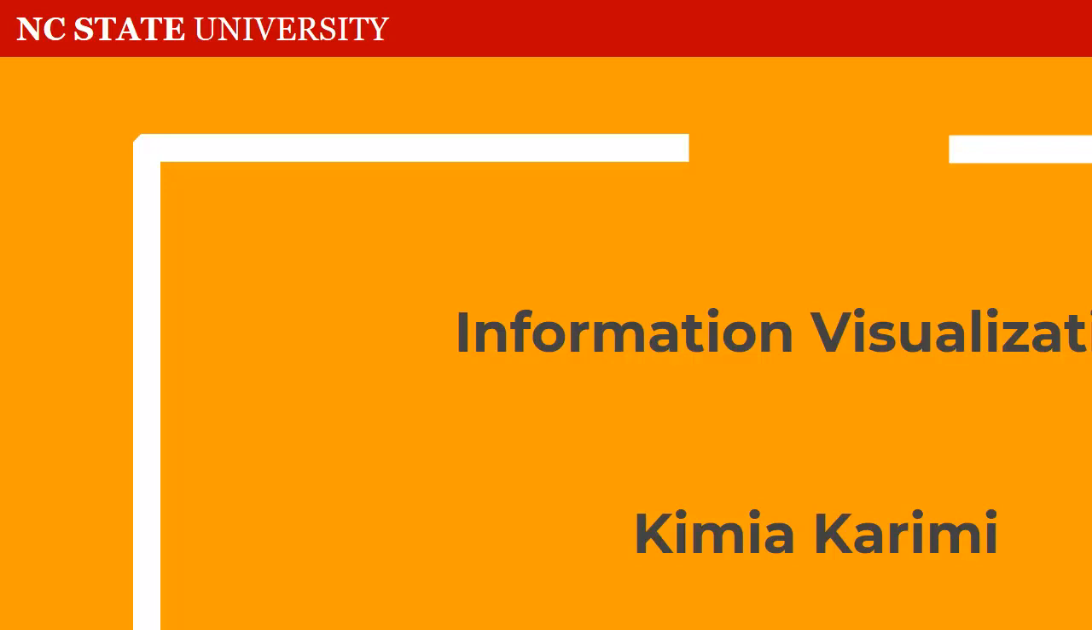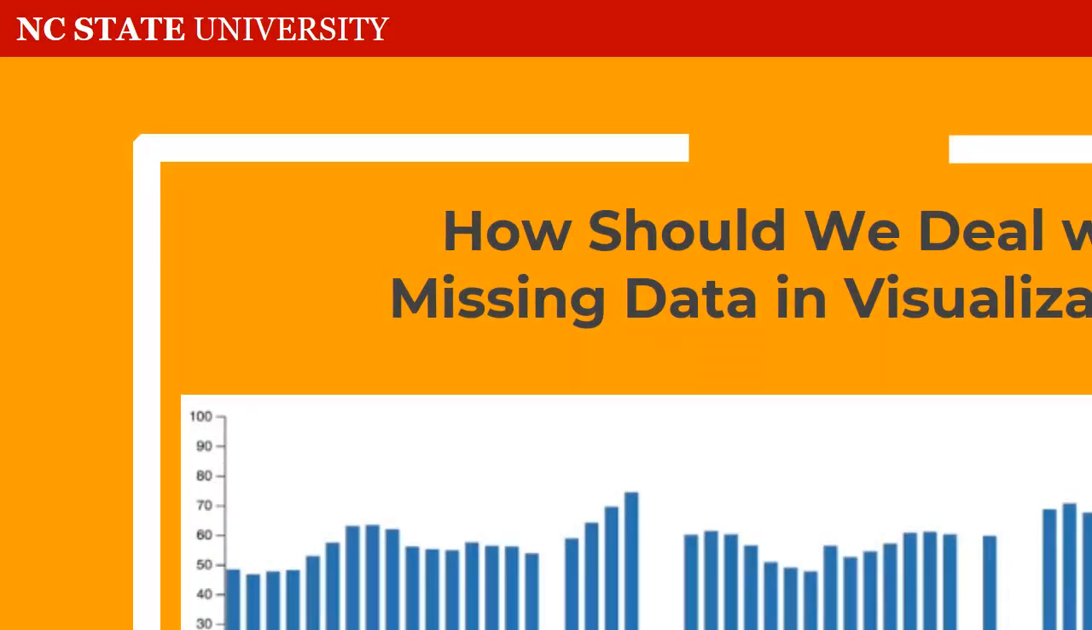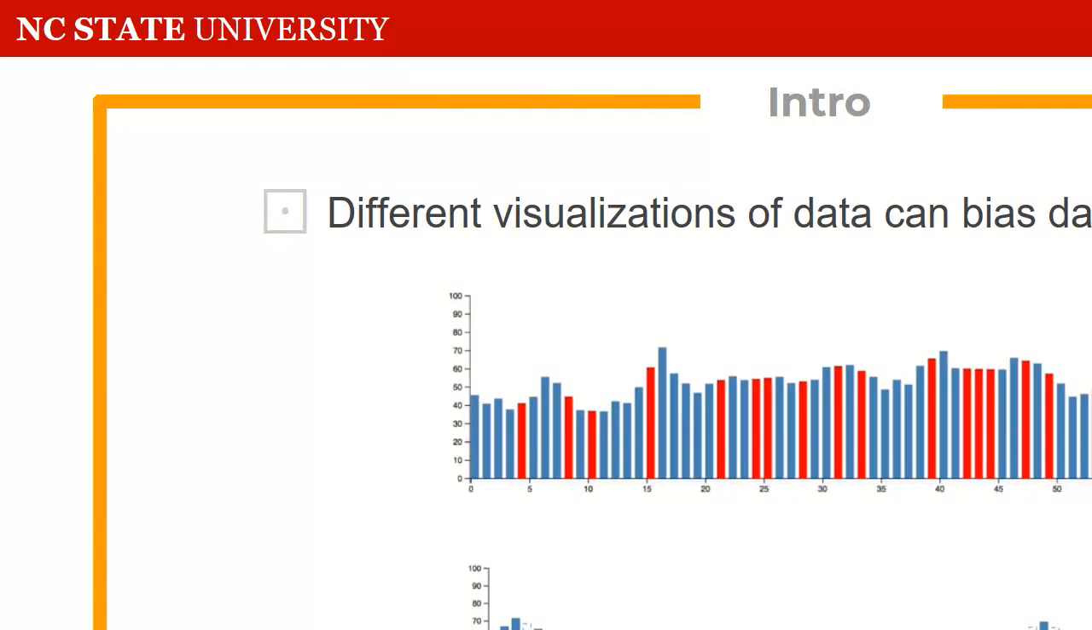So my papers are more about information visualizations. I chose it because it might be related somehow to my project. The first paper here is about how we should deal with visualization of data that has missing values. The different visualizations of data can bias the user's data interpretation, and the question is how we should visualize missing data. Should we highlight the values like this, or should we downplay them?